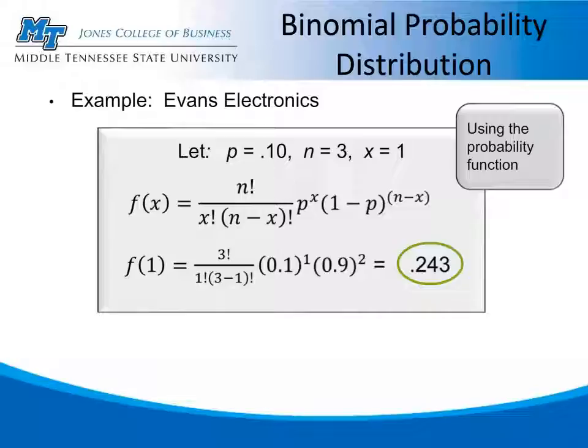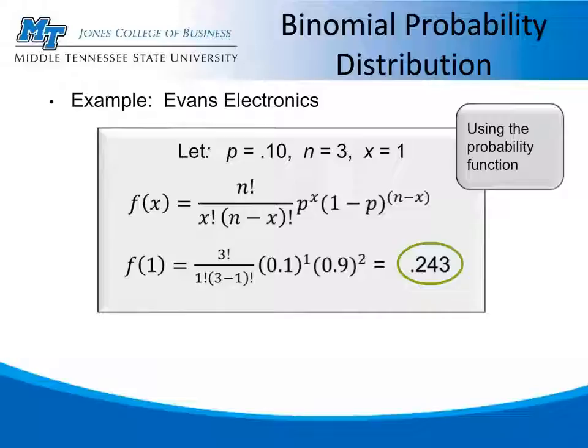And you just plug in the numbers. N factorial is going to be 3 factorial. That's 6. Divided by x factorial, well, x is just 1, so that's 1 factorial, which is 1. N minus x factorial, well, 3 minus 1 is 2. 2 factorial is 2. So you have 3 factorial, which is 6, divided by 2, which is 3. And that's the number of possible arrangements. But that's what the factorial part does for you.